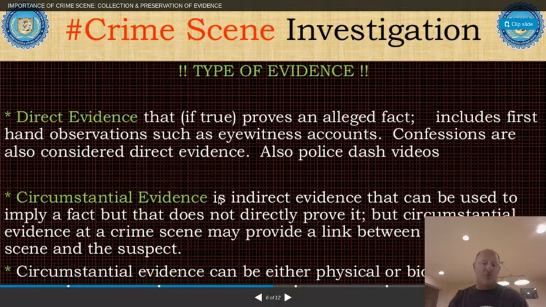In the O.J. Simpson trial, we'll talk about this quite a bit, there was a huge amount of circumstantial evidence. But there wasn't that one piece of direct evidence that tied him to the crime scene. And that's one of the big reasons why he got acquitted.